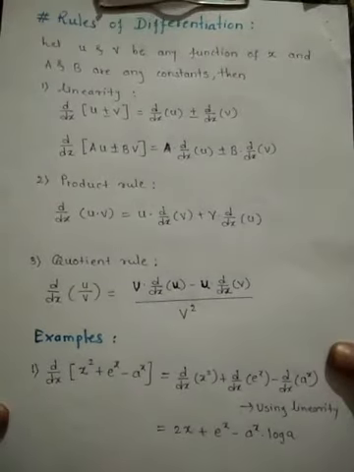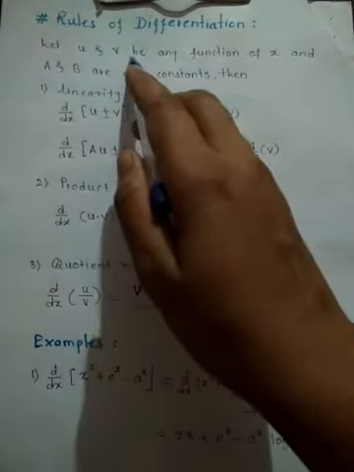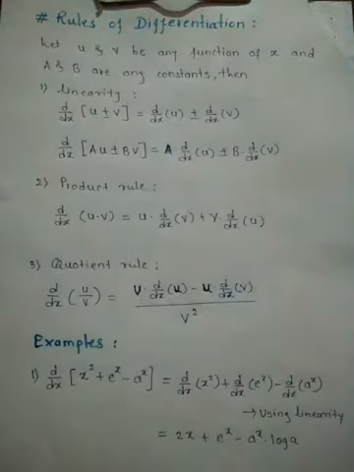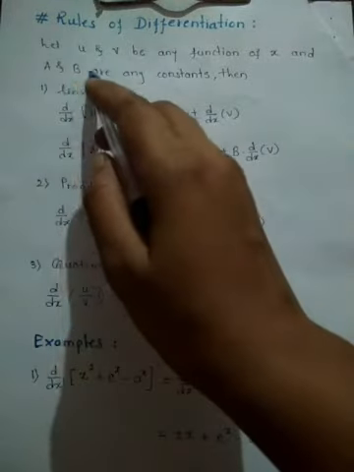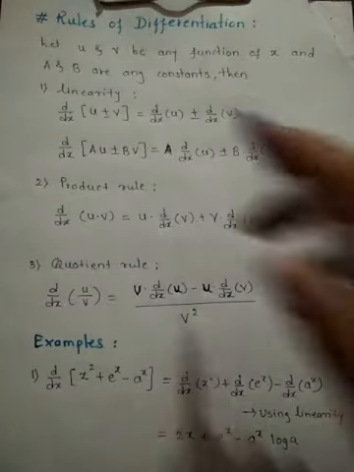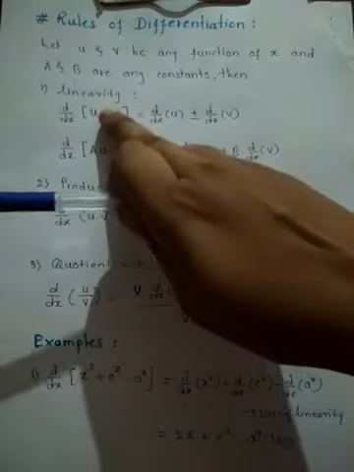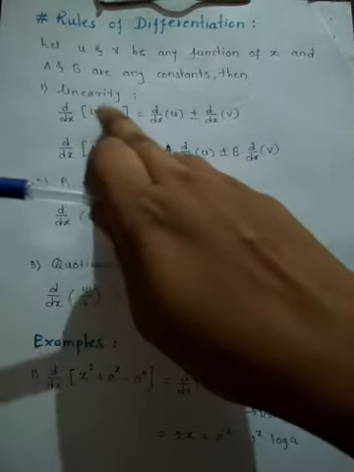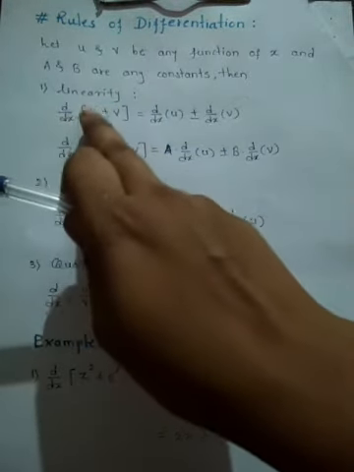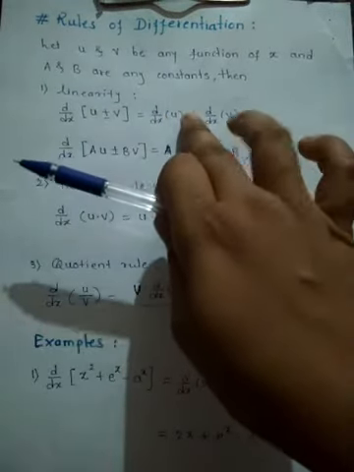Now, rules of differentiation. See, the rules of differentiation. Let u and phi be any functions of x. Here u and phi are any functions of variable x, and capital A and capital B are any constants. Then see the first rule, that is linearity. Derivative d by dx of u plus phi, there is addition of functions u and phi. Derivative of u plus phi equals derivative of u plus derivative of phi.